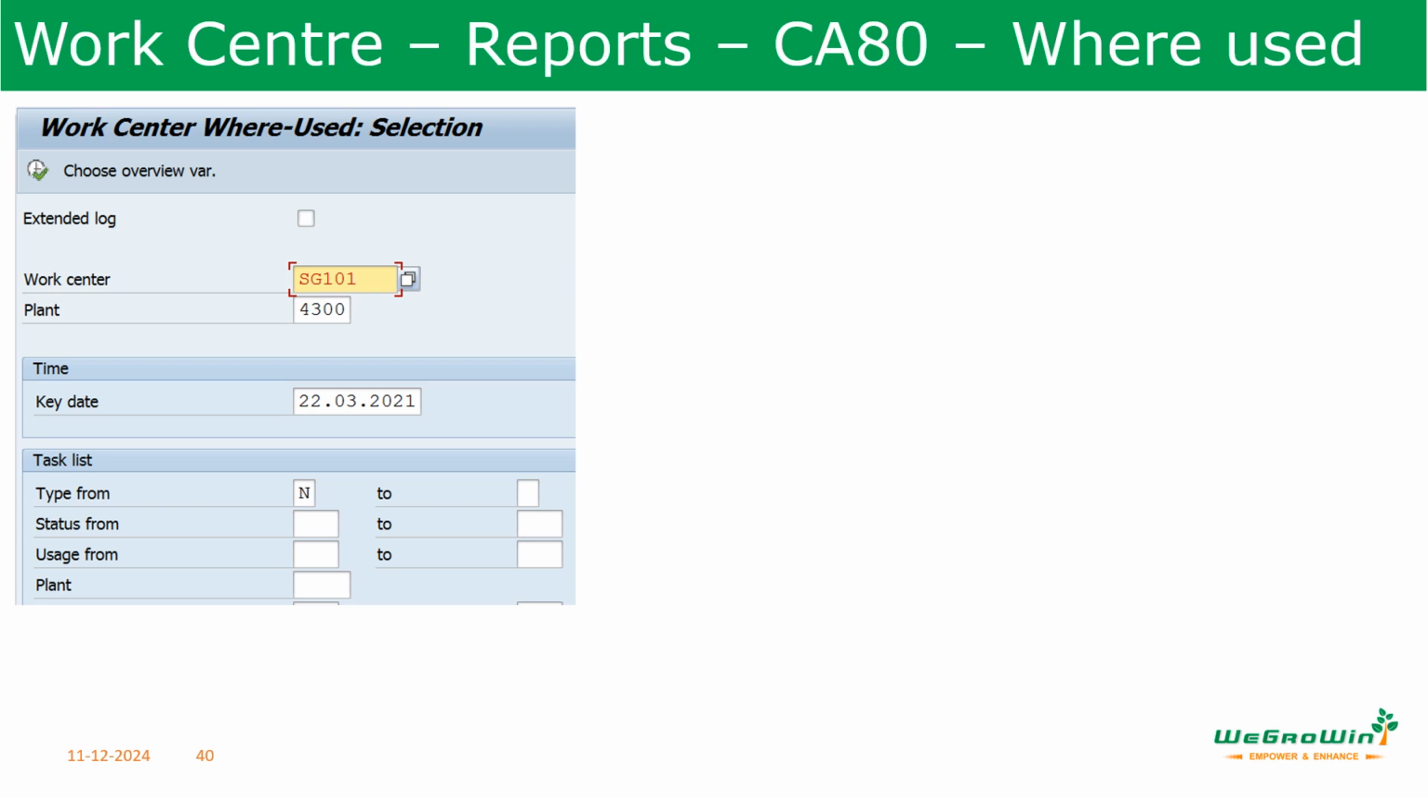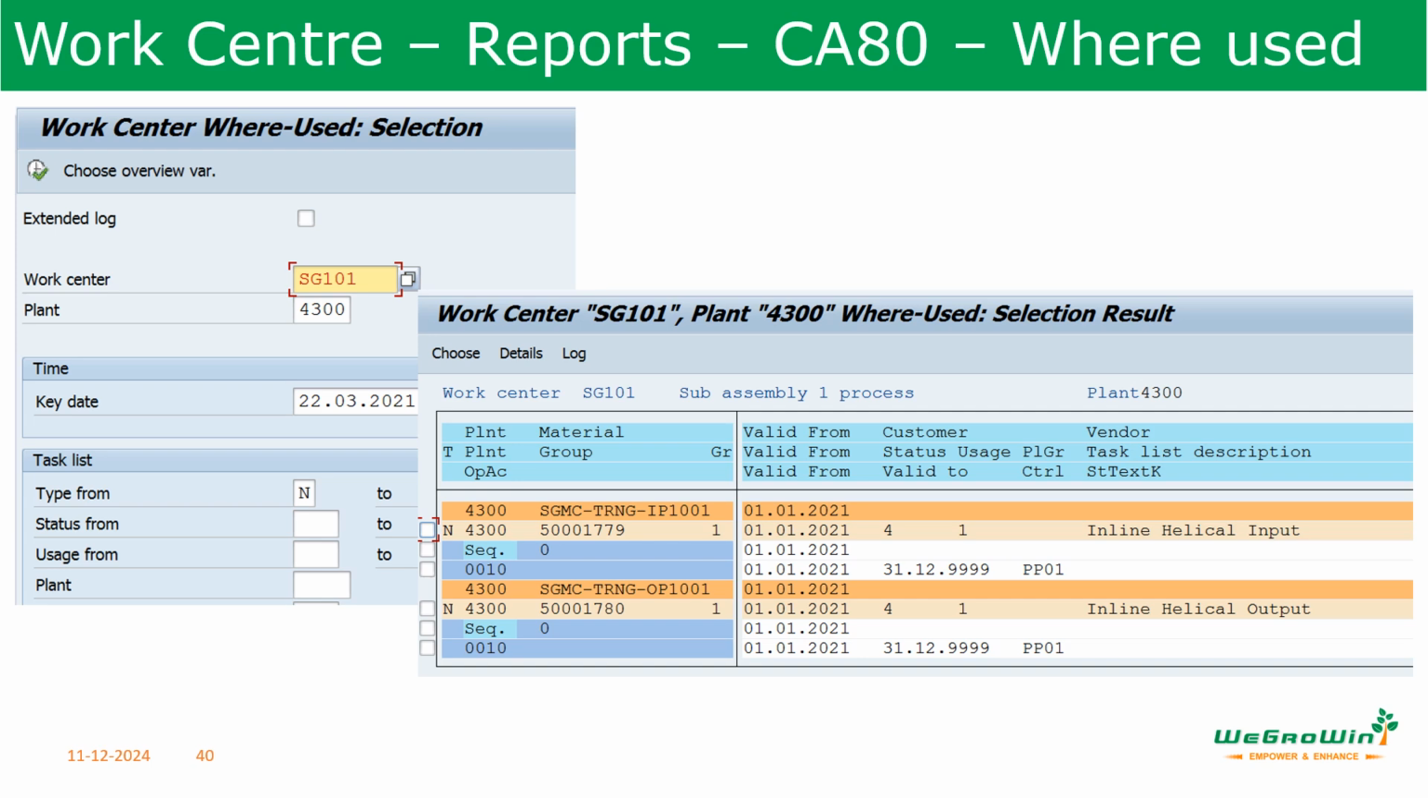When entering CA80, also what is the date on which that work center has to be validated. Here we see this particular work center is used in two products, SGMC training IP1001 and SGMC training OP1001. And what is the validity of that work center's routings, what is the status of this routing, what is the task list description, all those things are available here.